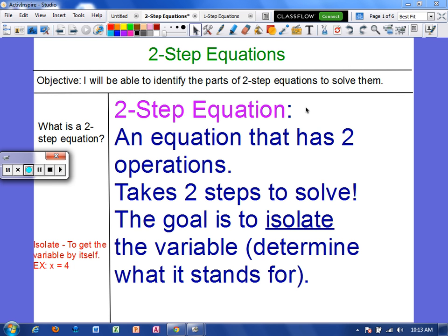Alright, so first of all, what is a two-step equation? That is going to be an equation that has two operations, and that means it's going to take you 2 steps to solve it. Now, the goal of solving any equation is to isolate the variable. And that means to get the variable by itself on one side of the equation, then we can see what it actually equals.